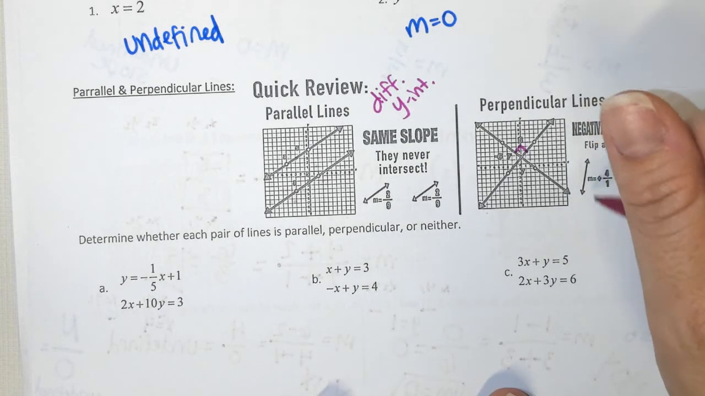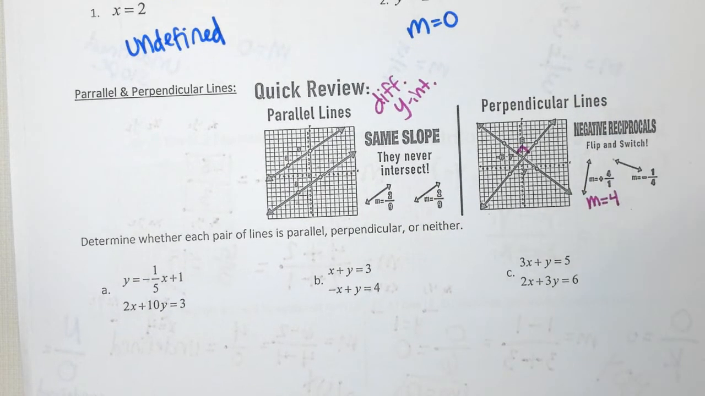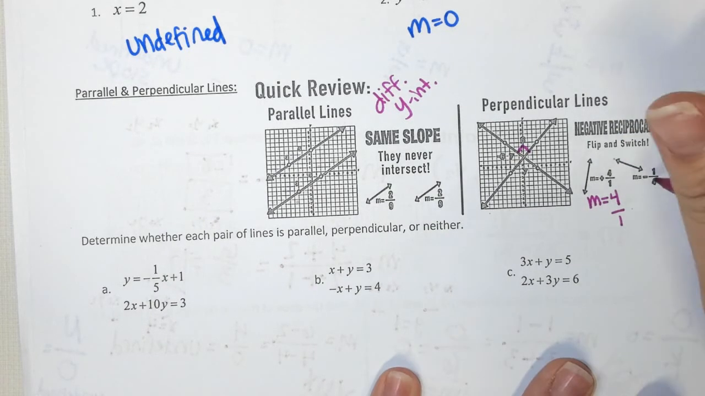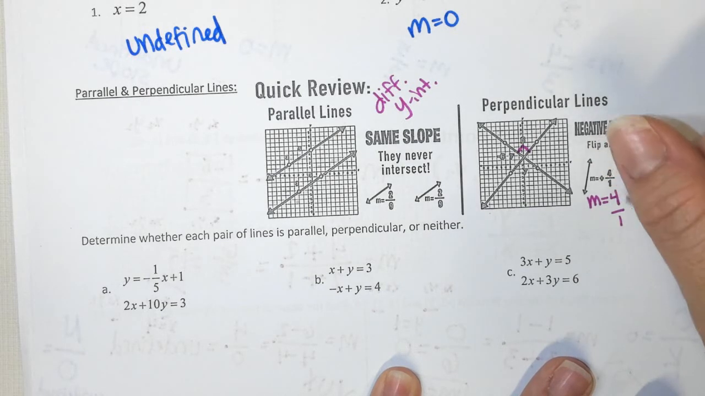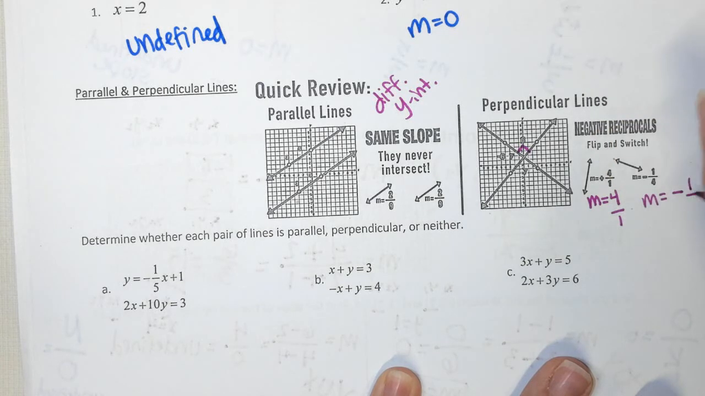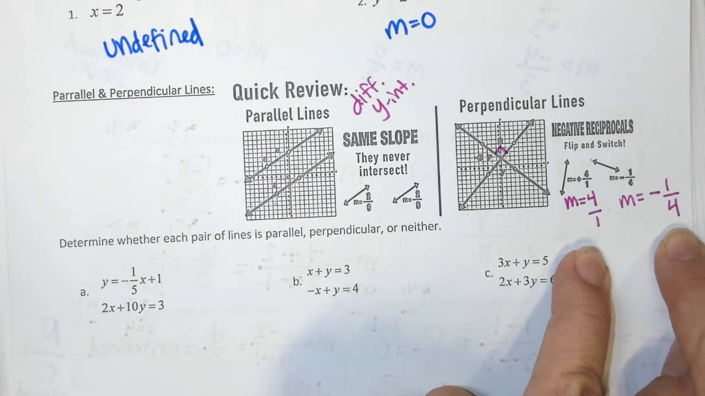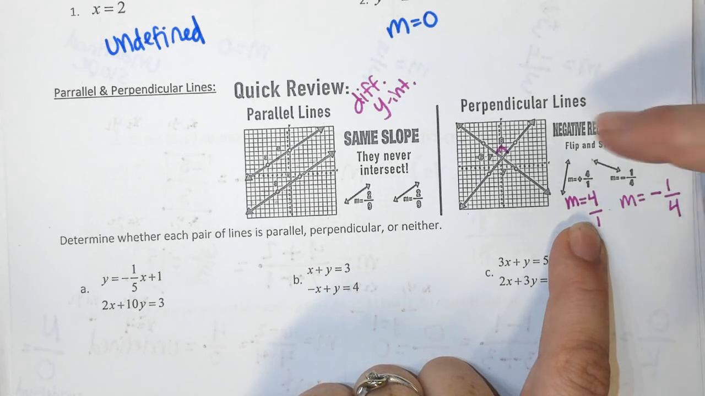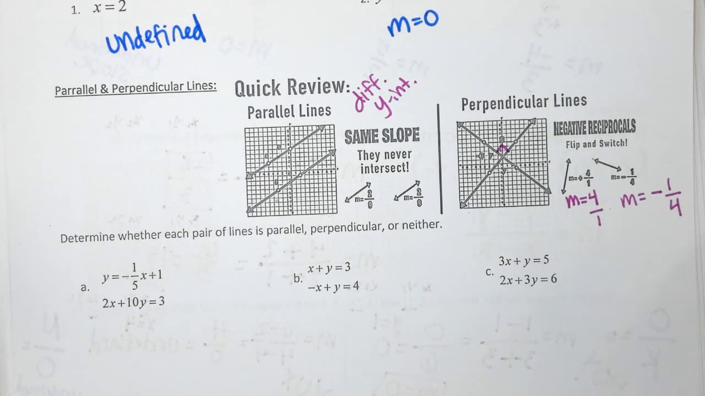So say this line has a slope of 4. Well, if I had to make 4 a fraction, isn't that just 4 over 1? Because we like slopes as fractions, right? And then opposite, what's the opposite of a positive? Negative. And then reciprocal means flip. What's this flipped? So that would be your perpendicular slopes. Positive, negative, flipped. Yes? So that's what negative reciprocal, or opposite reciprocal, I usually say, means. Just means opposite sign, flipped.